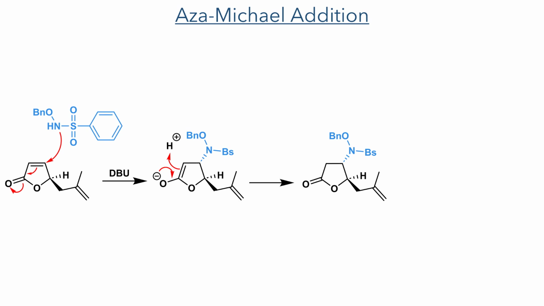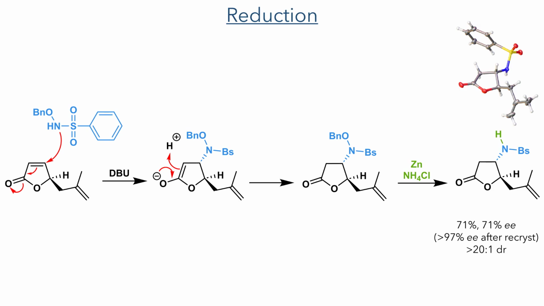Taking this forward, it was reacted in an aza-Michael addition with N-benzylsulfonyl or benzyl hydroxylamine. This stereoselectively undergoes a conjugate addition, attacking from the face anti to the allyl group. With this complete, the benzyl group was reduced using zinc and ammonium chloride to produce the product in a 71% yield with a 71% EE. This could be crystallized, isolating the product with a greater than 97% EE.